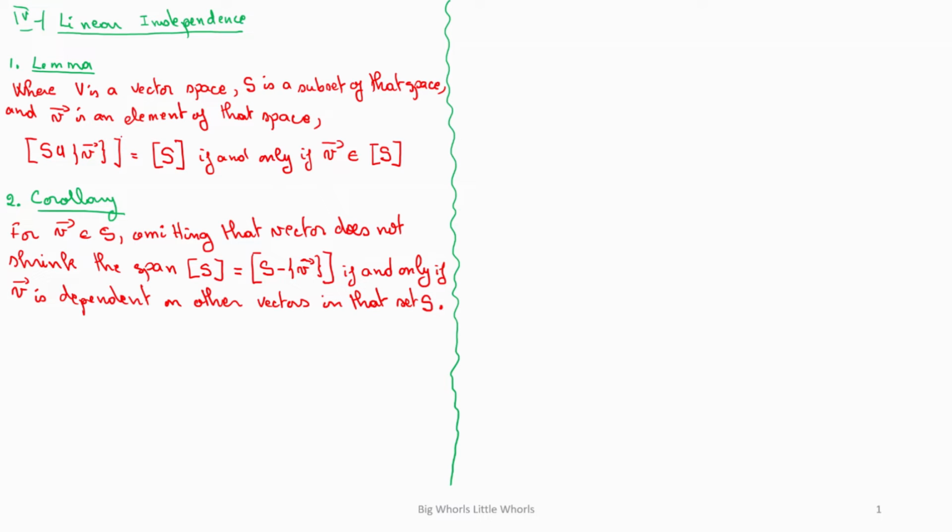You see, previously the lemma is when we add v to S. It doesn't do anything to the span if v is already in the span of S. Here, we are saying that if we remove v from S and we take the span of that new set, S minus v, then we still have the span of S if we can write v as a linear combination of the vectors of S. So we don't do anything to the span of S if v is dependent, that means it can be written as a linear combination of the vectors of S. Okay.